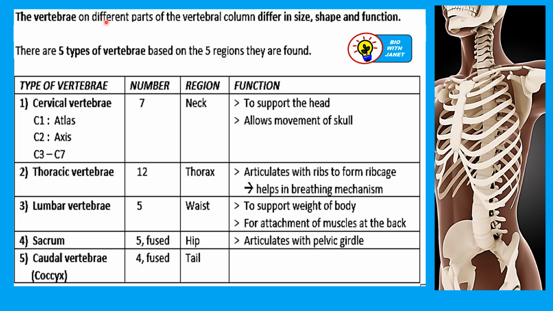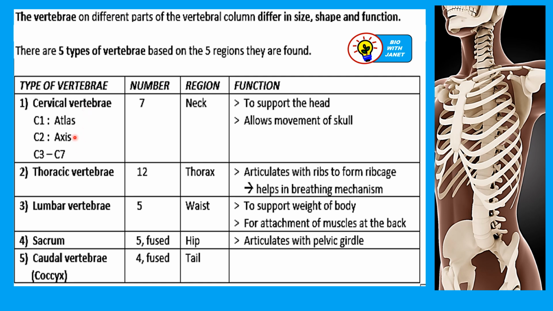So the vertebrae on different parts of the vertebral column differ in size, shape, and function. There are 5 types of vertebrae based on the 5 regions they are found. Let's discuss the function. Now, cervical vertebrae. There are altogether 7 cervical vertebrae, and the first one is called the atlas. The second one is called the axis.